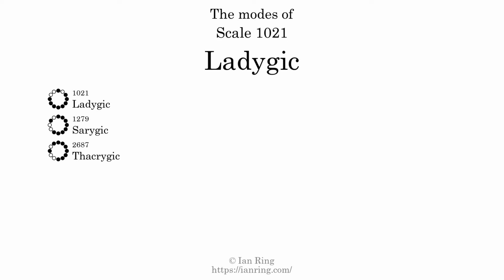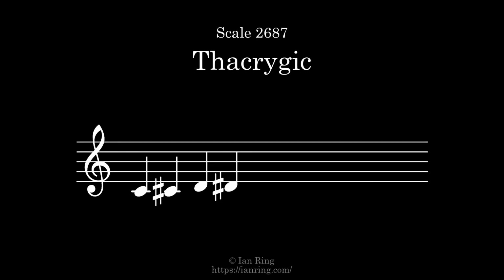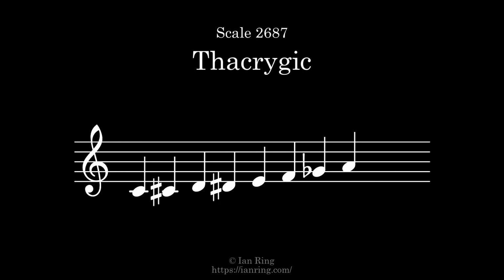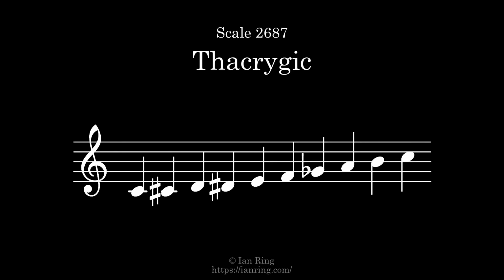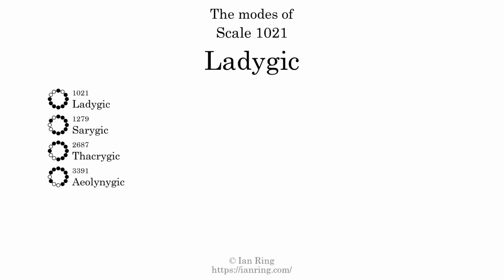The third mode is scale 2687, also known as Triads. It sounds like this. The fourth mode is scale 3391, also known as Ladygic. It sounds like this.